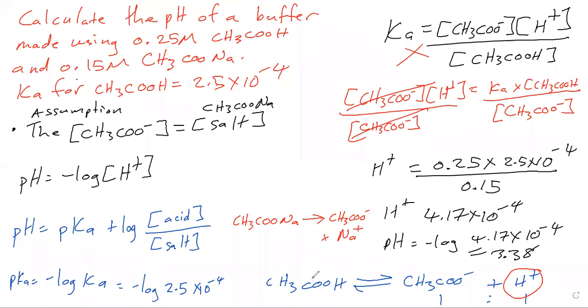So anytime I see a question like this, never square the H plus. Once it's a buffer question, you do not square it, because they are no longer equal. With a weak acid, if the source of the ethanoate ion is just the acid, then they are equal. But once you include a salt, this ion will no longer be equal.